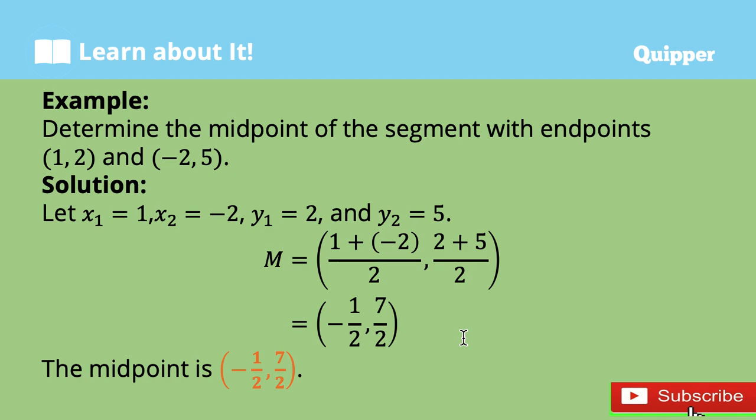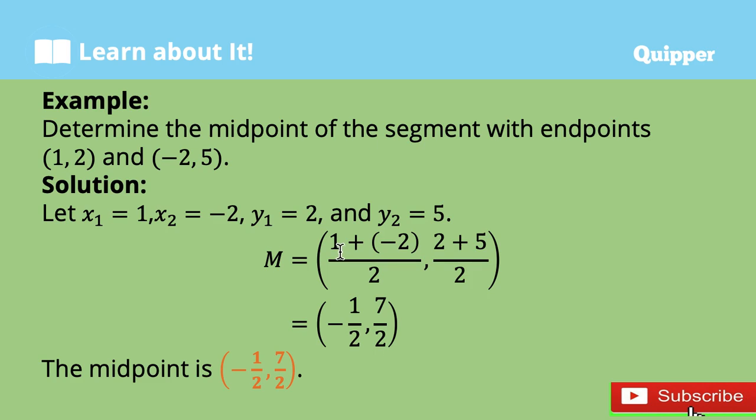For example, determine the midpoint of the segment with endpoints 1, 2, and negative 2, 5. So our 1 here is our x sub 1 and 2 is y sub 1. Negative 2 is our x sub 2. 5 is y sub 2. Now, to use the formula, we need to have x sub 1, x sub 2, y sub 1, and y sub 2. Then, for the x component of the midpoint, just add all the x's or the 2 x's.